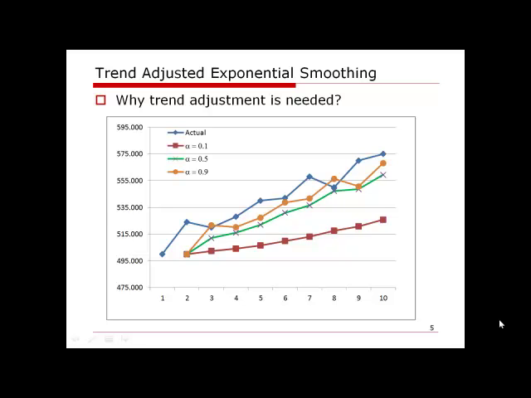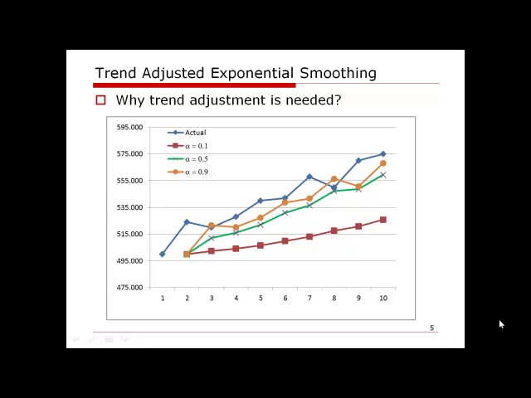Sometimes, if the original data has a very strong trend, then the exponential smoothing may not be able to describe or make the forecast properly. As we show in this example here, the blue line is the actual data which shows a very strong increasing trend. No matter how we adjust our alpha, we can see the forecast of exponential smoothing is always lagging the real demand. So that is pretty much the case.